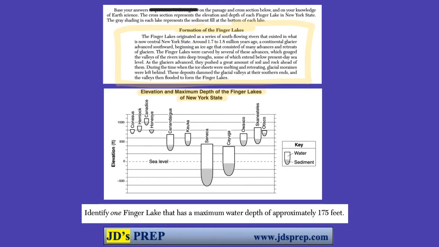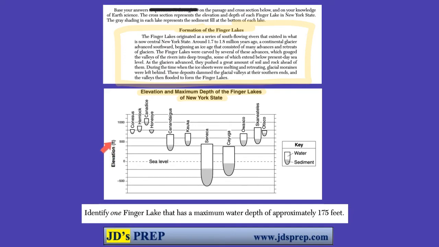So let's look at what we're shown here. Each lake has different elevations, but what we're looking at is the water depth. So we're looking for this distance here, knowing that the bottom is sediment. This is the water depth, right, from the shoreline of the lake to the bottom of the lake. Okay, we're looking for something that has a water depth of approximately 175 feet.